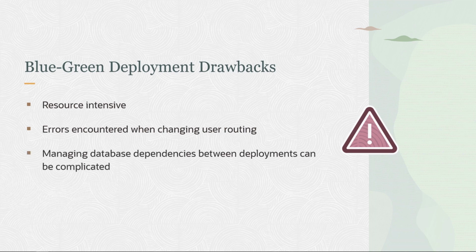Managing database dependencies between deployments can be complicated. It's because the process of maintaining two clones of production and pushing only one of them live can cause all kinds of database problems. For instance, what if the database schema is going to be changed as part of the new release in the blue environment? The green environment with old code will not function with that database anymore.